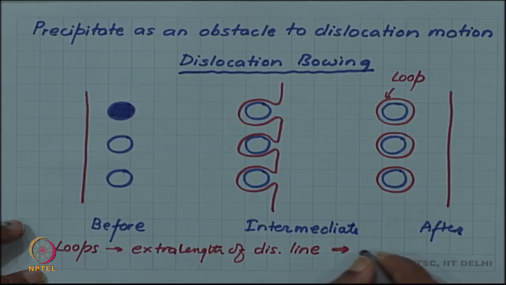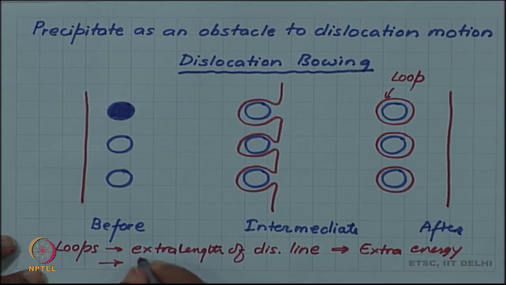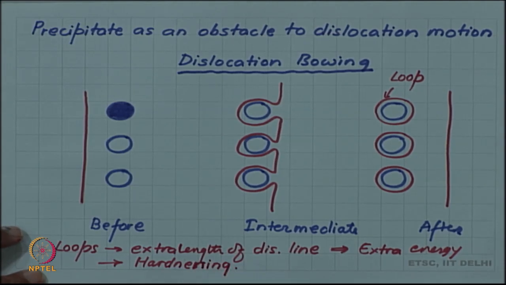which requires extra energy. You know that per unit length of line, there is an energy of half mu b square, which again leads to difficulty in the dislocation motion and hence hardness. So, these are two basic mechanisms by which the precipitates cause increase in the hardness of the material.